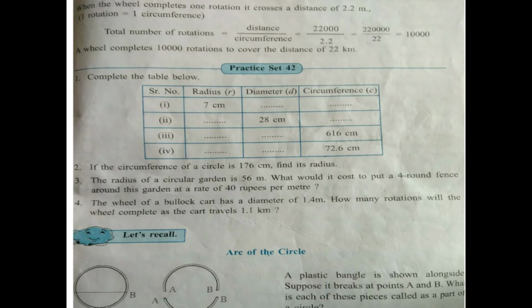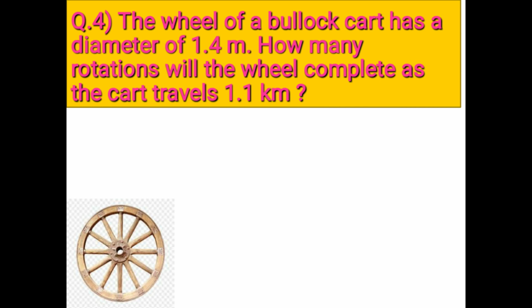Now we will do the last sum. The wheel of a bullock cart has a diameter of 1.4 meters. How many rotations will the wheel complete as the cart travels 1.1 kilometers? Look at this. The diameter of the wheel of a bullock cart is 1.4 meters. You have to find the total number of rotations the wheel completes as the cart travels 1.1 kilometers. This you have to find last. First you have to understand this much of the question.